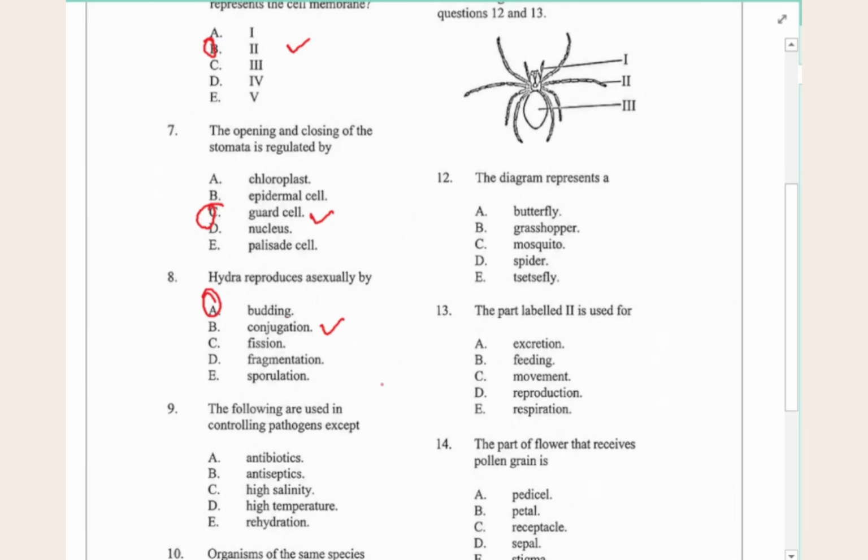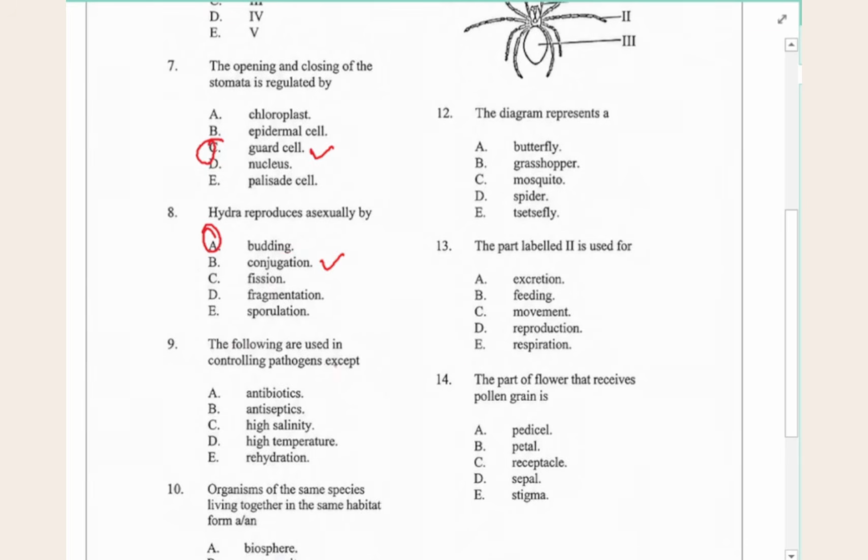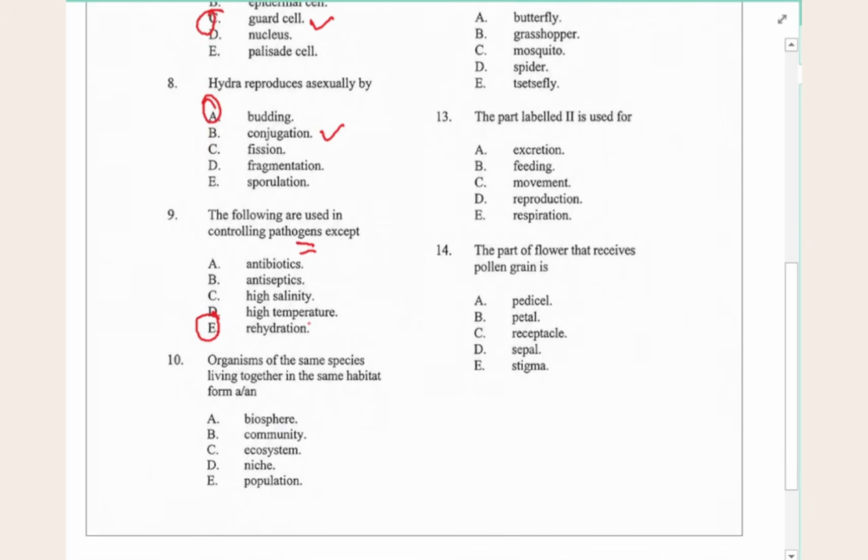Number 9, the following are used in controlling pathogens except, so the one that is not correct there is rehydration. Antibiotics, antiseptics, high salinity, and temperature can all be used to control pathogens. Pathogens are germs. And then the next question, number 10, organisms of the same species living together in the same habitat will form a population.